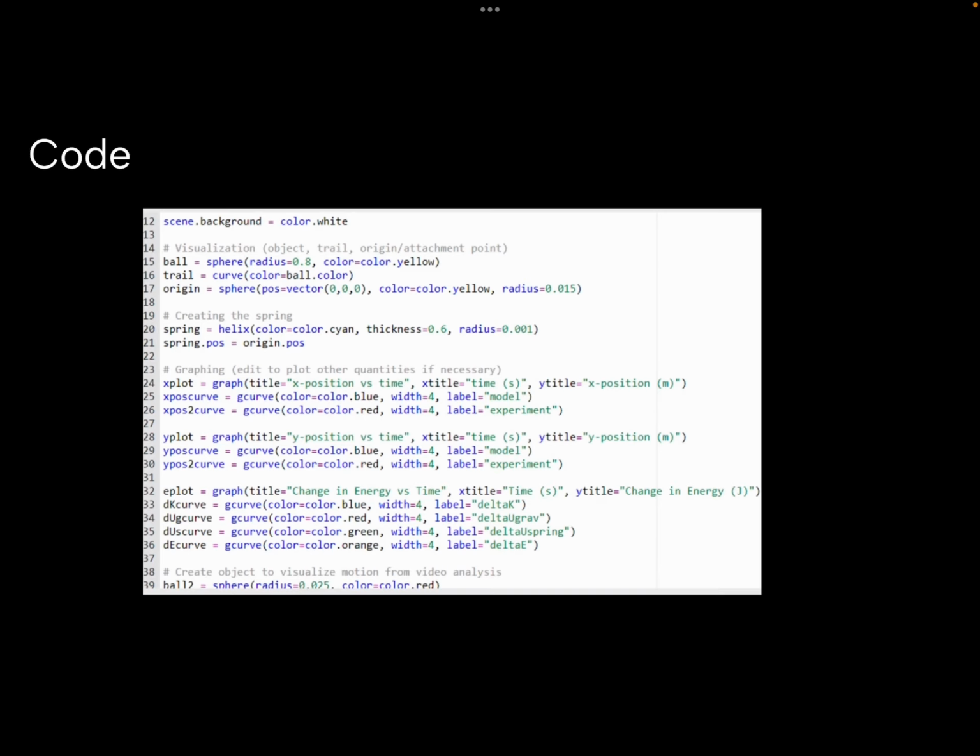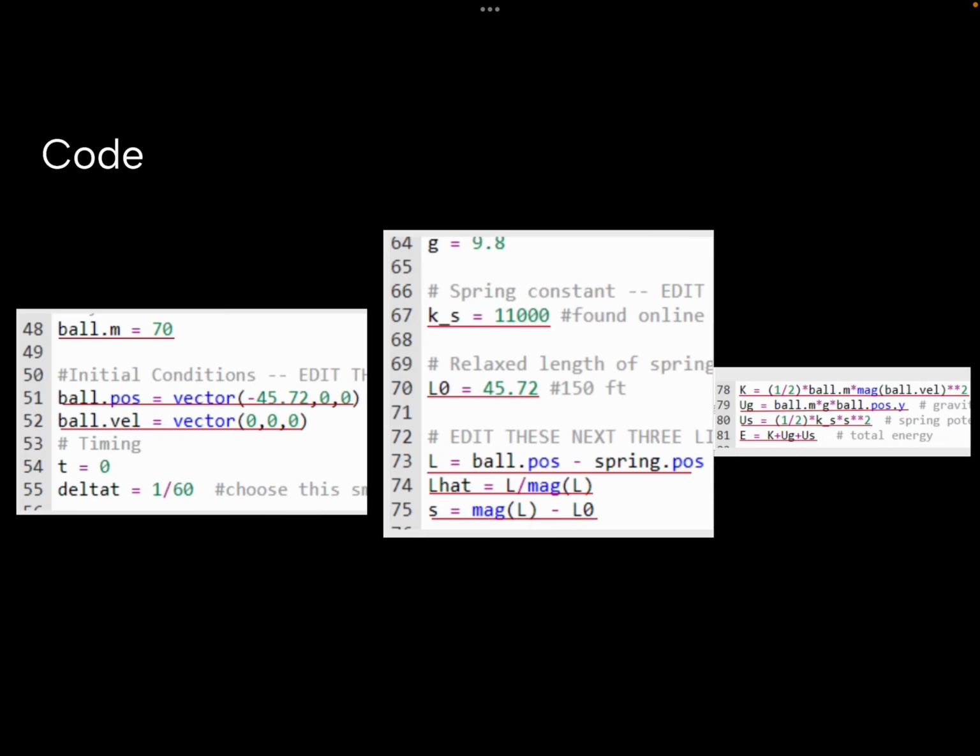So this is our code. This part is just the visuals. This is the actual numbers where we plugged in. On the left we have the mass, position vector, velocity vector, and the change in time. In the middle we have the constant L naught and the actual formula. On the right we have once again the energy and the change of energy in the system.